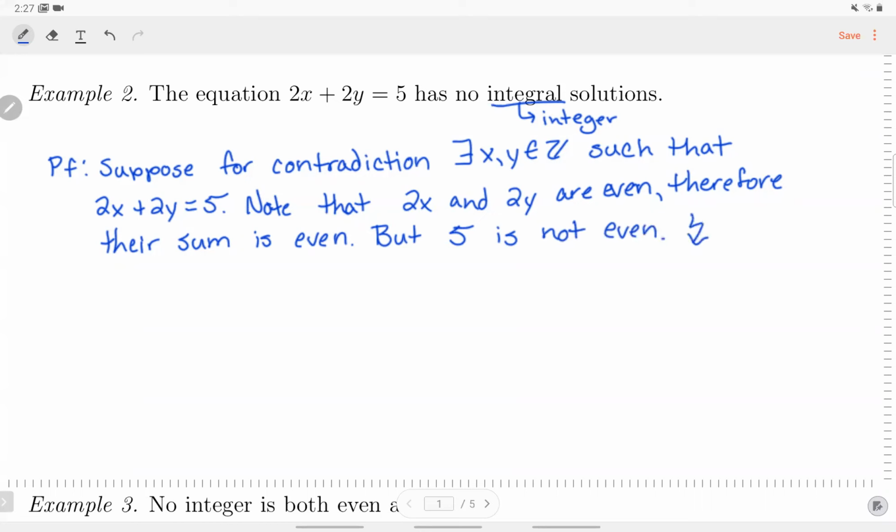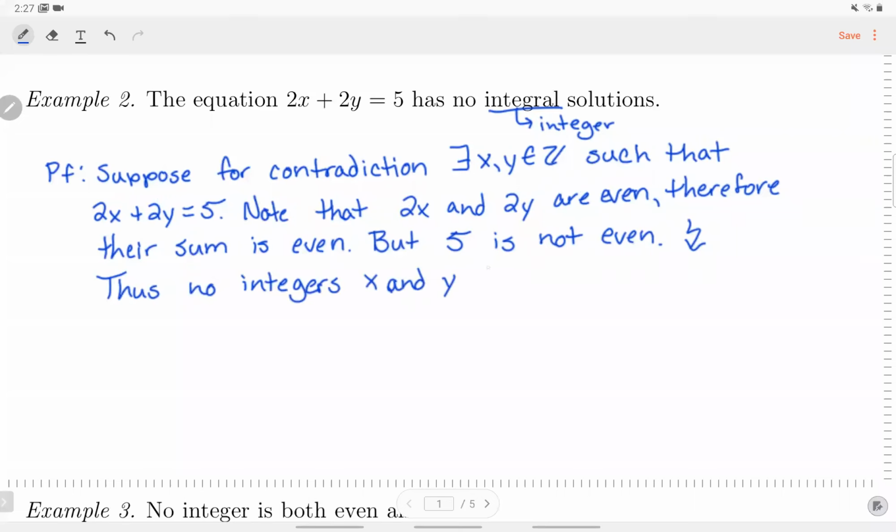So that's our contradiction. So I put my little arrow. Lightning striking. Thus, no integers x and y have 2x plus 2y equal 5.